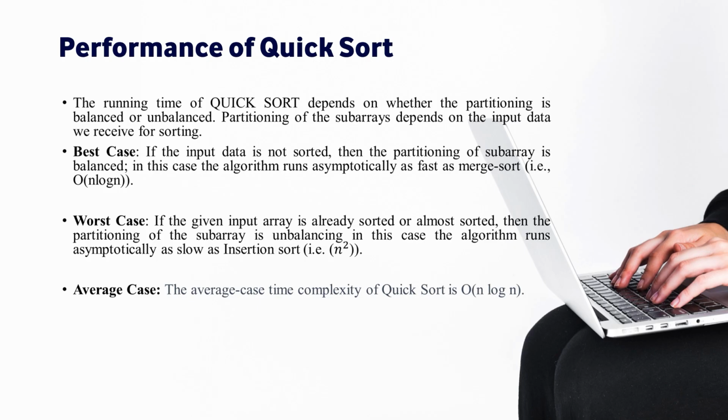The worst case is if you are already given a sorted array, so you have to perform the procedure one by one, and in the end you get the same result. That is why the worst case here becomes n square, which is very close to insertion sort, selection sort, and other kinds of worst cases. The average case is mostly n log n.